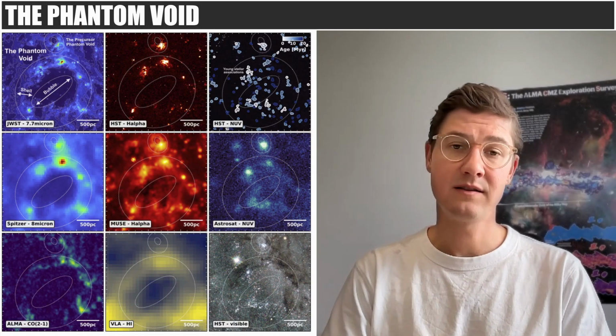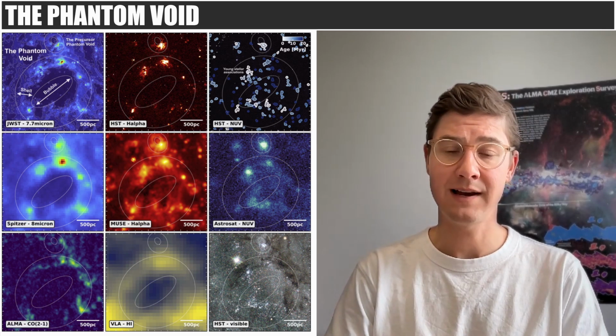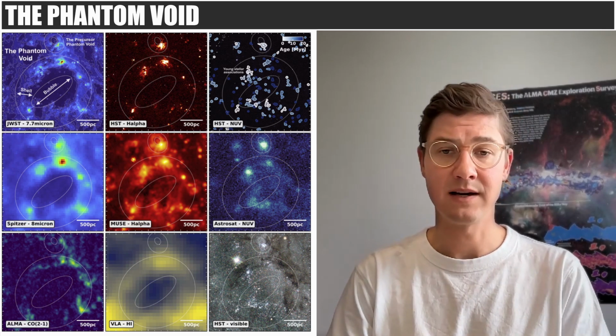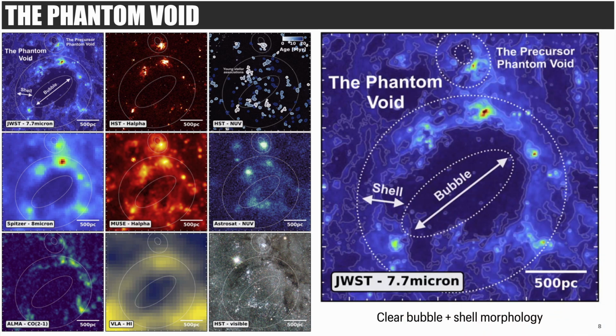So the bubble is most evident in the PAH emission across these galaxies, which is why it really stands out in the JWST observation. So here you can see, again, that example of the bubble, but here just showing the JWST 7.7 micron emission. So this is really picking out the PAH emission. And you can really see this large-scale, very spherical structure with the cavity within the center here, which is again around a kiloparsec in size.